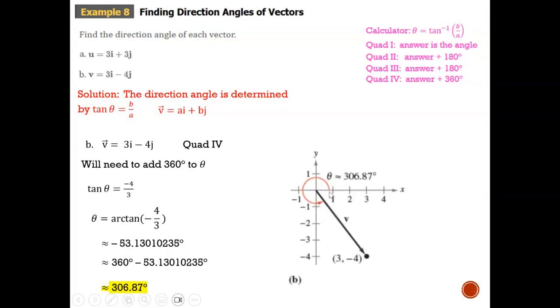Okay, and here's my sketch. For example, hey guys, this angle here, going towards the negative side, is going to be negative 53.13010235, right? But since you want the positive one, we add 360. So if we add 360 all the way around, it's going to give us this angle here, which will be 306.87 degrees. Okay.